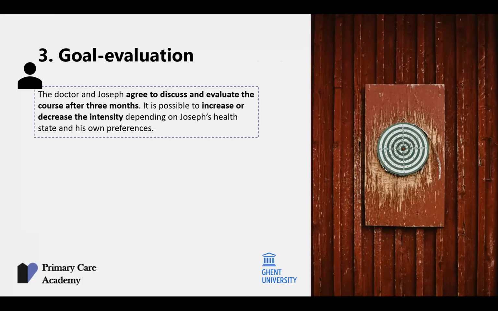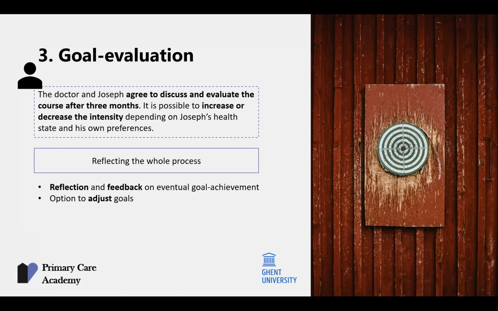And going further on the third stage of the goal-oriented care process, goal evaluation was identified. And again, relating to the case of Joseph, he and his doctor agreed to have some reflection and feedback on his wish to cycle again, and they agreed to evaluate it after 3 months. And that allows the doctor and Joseph to make some adjustments to the medication scheme or adjustment to the care plan based on the increased or decreased intensity of Joseph and how he's feeling.